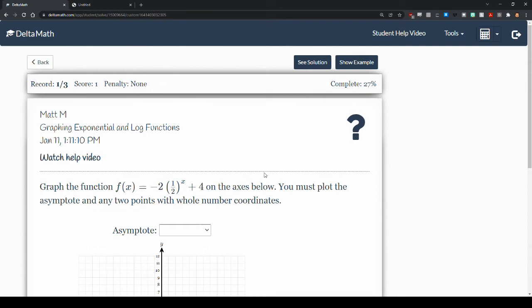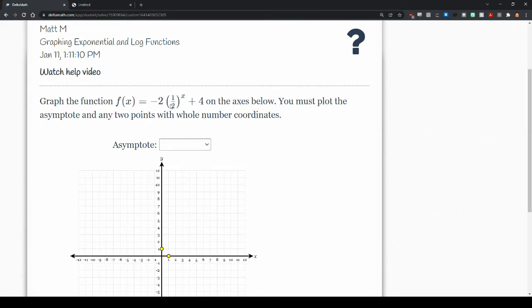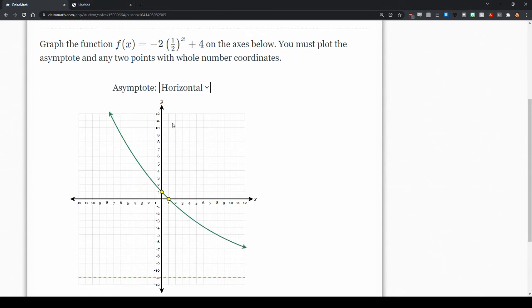Okay. So we have -2 times 1/2 to the x plus 4. Again, always a horizontal asymptote. And let's think about function transformations for a second. How does that plus 4 affect the location of the asymptote? Well, normally our asymptote is at 0. So we're going to shift it up 4 to plus 4.